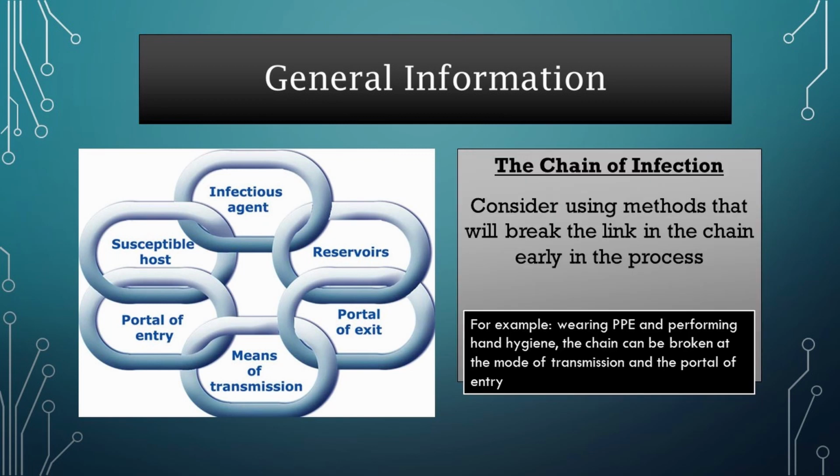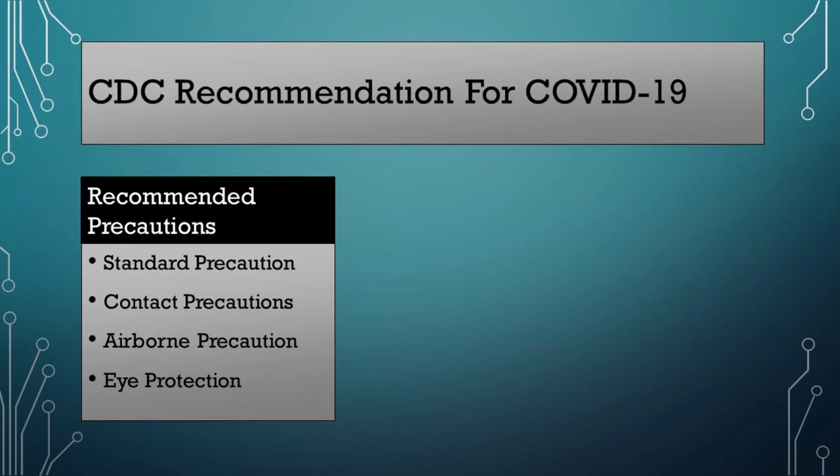The chain of infection is a useful tool, and consideration should be given to methods for breaking links in the chain early in the process. For example, healthcare workers caring for patients with COVID-19 can break the chain of infection at the mode of transmission and portal of entry by wearing the appropriate personal protective equipment. The CDC recommends the use of standard, contact, and airborne precaution with eye protection when caring for patients or persons under investigation for COVID-19.